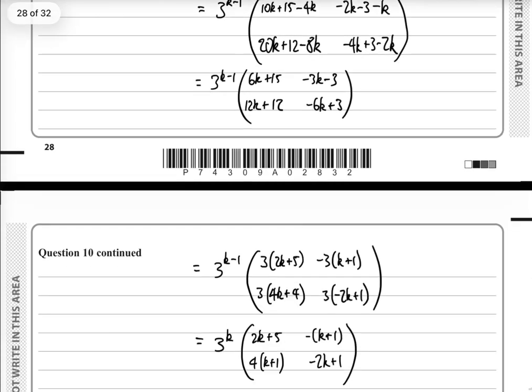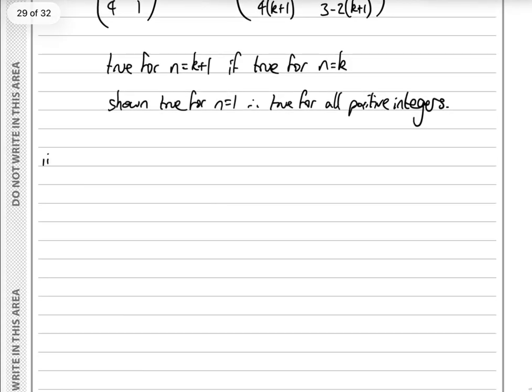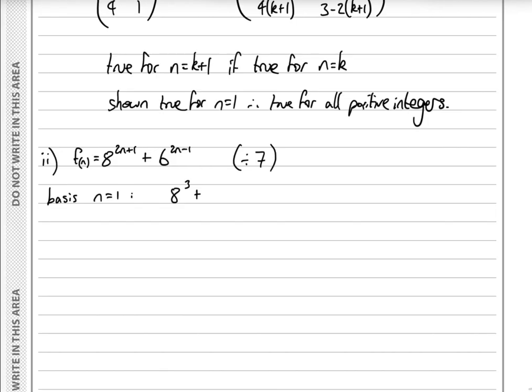So I'll take that function, put it down here. And what we're trying to show is that you can divide this by 7. So we do the same sort of thing. We've got the basis step first. N equals 1, show it's true. 8 to the 2n plus 1 is 8 cubed, 6 to the 2n minus 1 is 6 to the 1. That equals 518, which is the same as 74 times 7. Therefore, divisible by 7. Therefore, true for n equals 1.